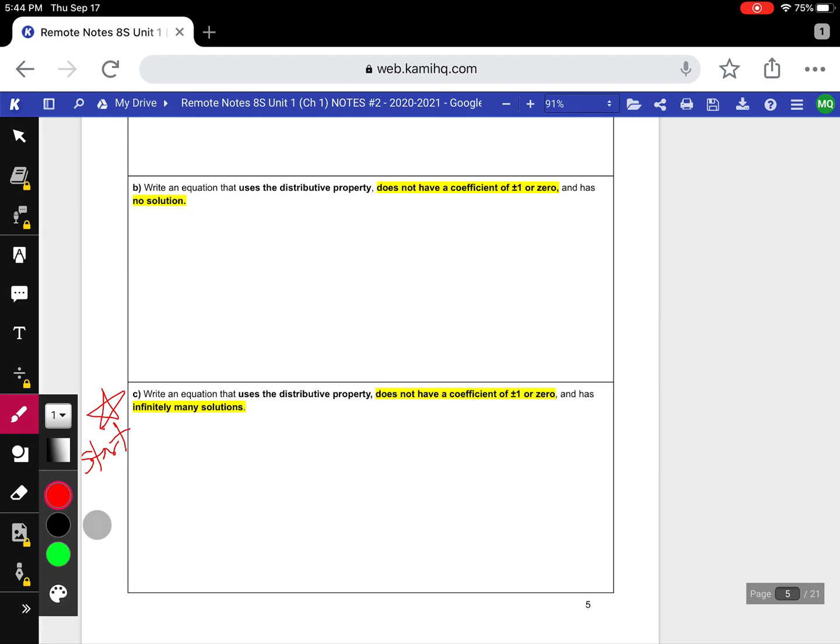So you can pick any numbers. I like to pick some even numbers that are on the bigger side. Remember, don't pick 1 or negative 1 or 0 as a coefficient. So let's start here. Okay, so I'm just going to pick some numbers.